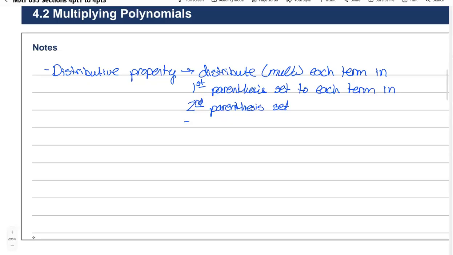And then don't forget to combine like terms after you finish multiplying.